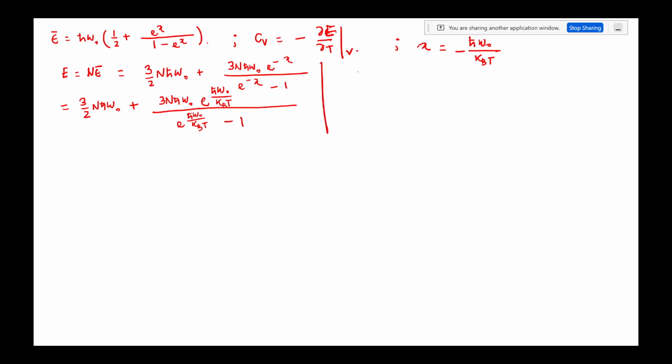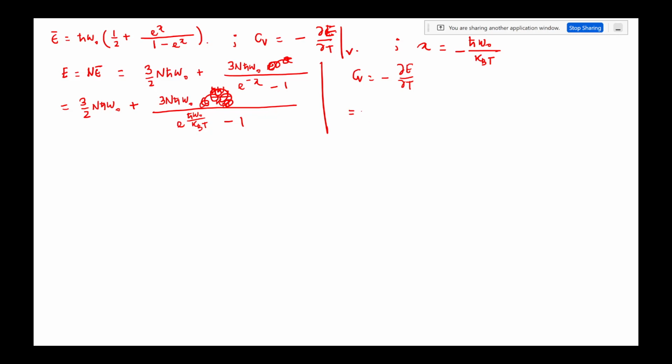Now you take the differentiation, right? Cv is equal to d/dT of the energy. The first term will be 0, no problem with that. In the second term, we have to take the differentiation. The constant term will not be there, because we have e to the power minus x. So this will be 1, this will be e to the power minus x, minus this will be 1. So the only term with T is this one.